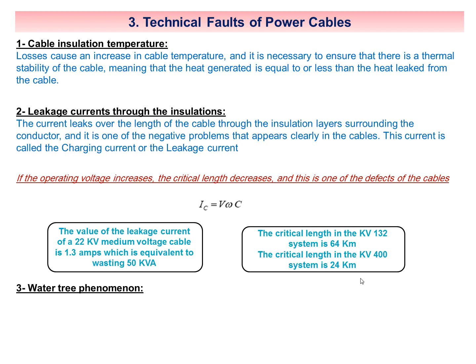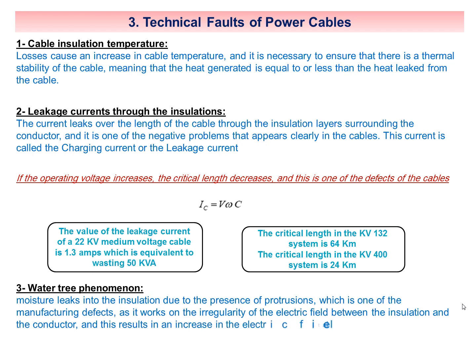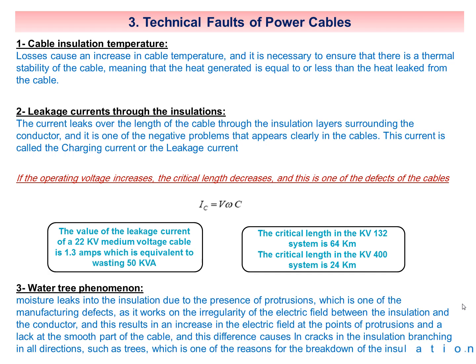The third one, which is a very big problem and fault which always affects the cable, is the water tree phenomenon. Moisture leaks into the insulation due to the presence of protrusions, which is one of the manufacturer defects, as it works on the irregularity of the electric field between the insulation and the conductor. This results in an increase in the electric field at the points of protrusions and a lag at the smooth part of the cable, and this difference causes cracks in the insulation, branching in all directions like trees, which is one of the reasons for the breakdown of the insulation.